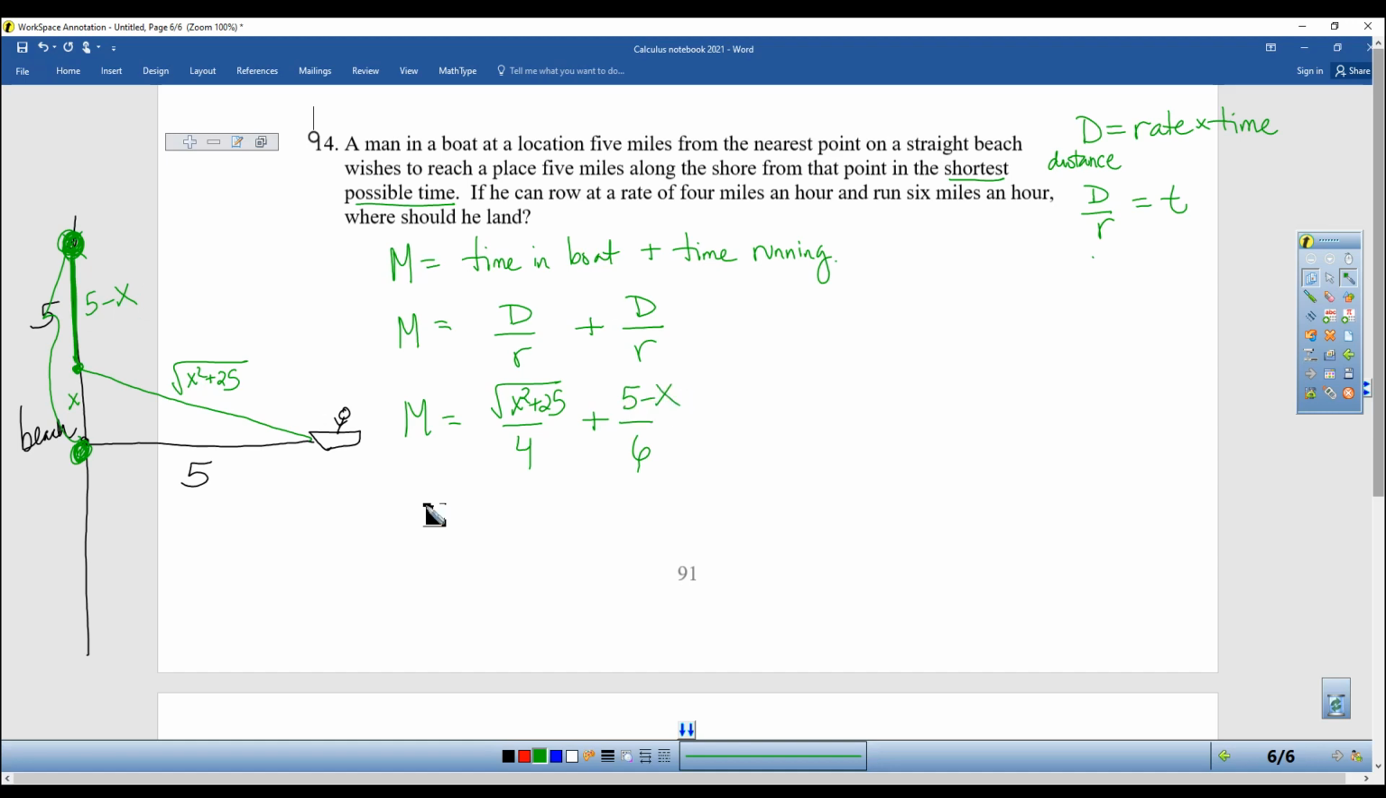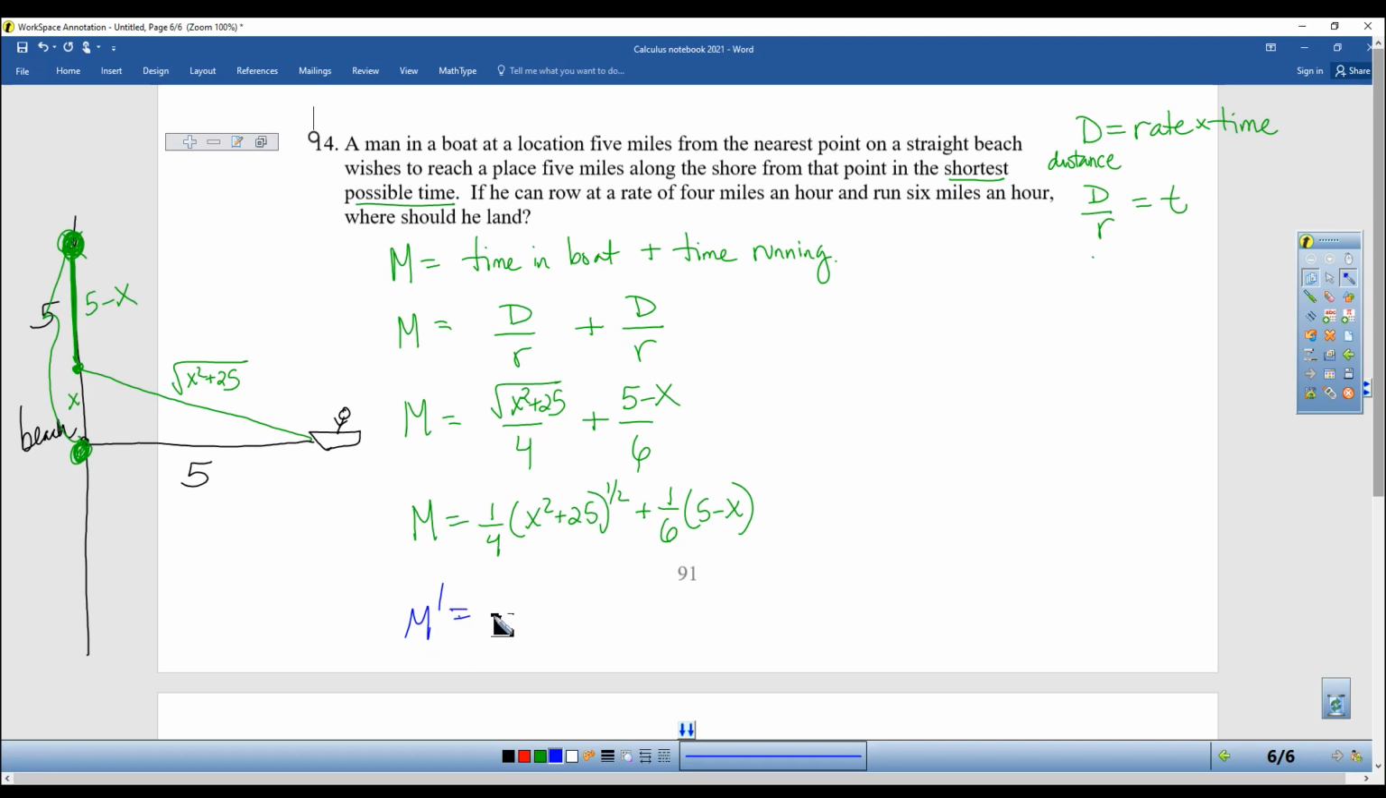This is the equation that I want to minimize. I'm just going to change it slightly. I want to change this to x squared plus 25 to the 1/2. And I'm going to change this to 1/6 times 5 minus x, because I don't want you to think you need product rule or quotient rule because there's a 6 on the bottom. It's just a constant out in front. So let's take the derivative.